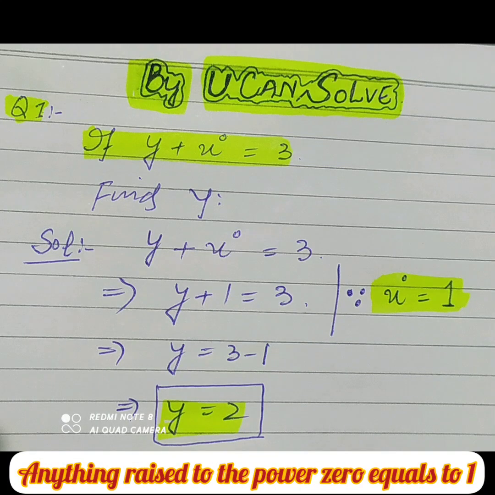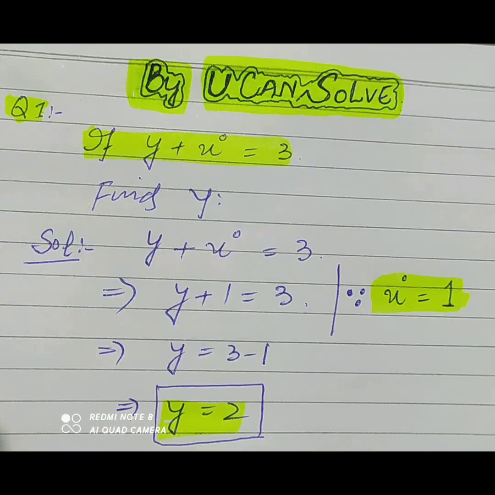So we have written it as y equals 3 minus 1. We have shifted 1 to the right hand side, or we can say we have transposed 1, which implies that y equals 3 minus 1, that is equal to 2. So the value of y equals 2.